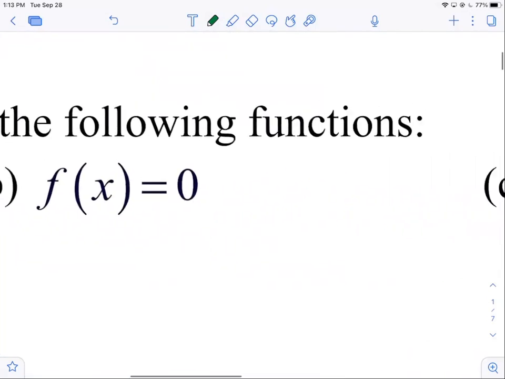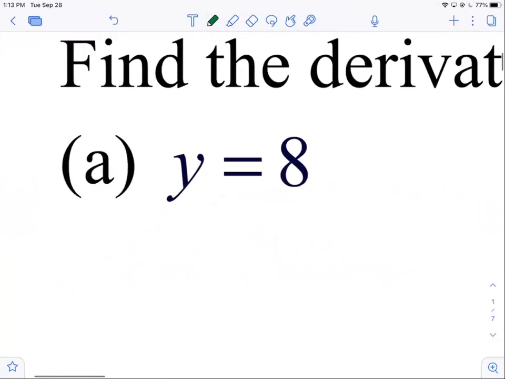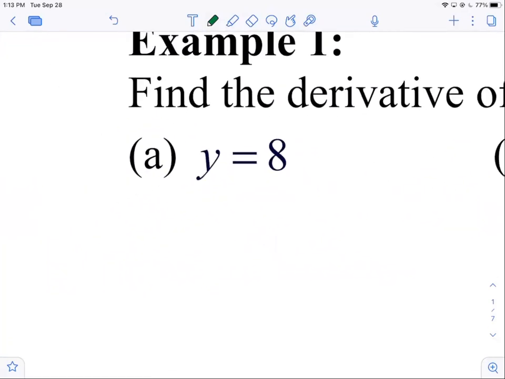Example 1, find the derivative of each of the following functions. If y equals 8, what's the derivative of 8? 0. Now, we've got to be careful. We can't just put 0 there. That's meaningless, right? That's just y equals 8, and underneath there you have a 0. That's meaningless. So what we're practicing here is not so much the constant rule, but rather our notation, okay?